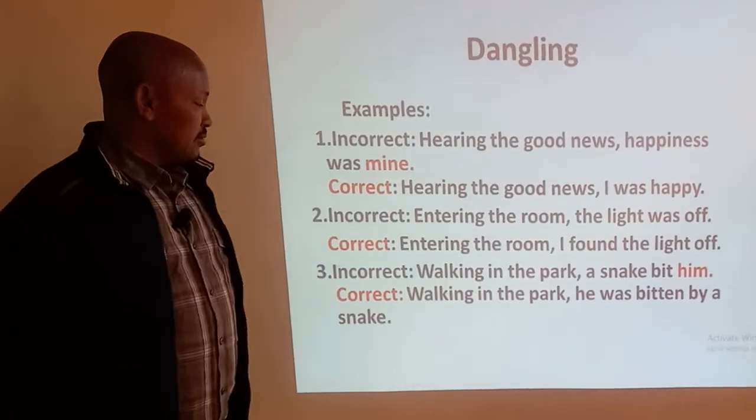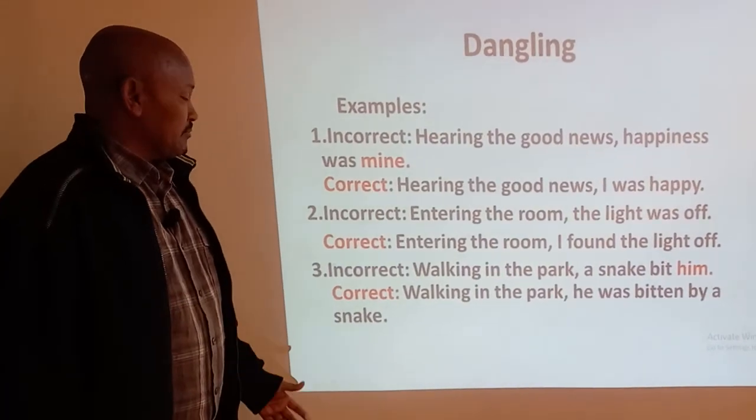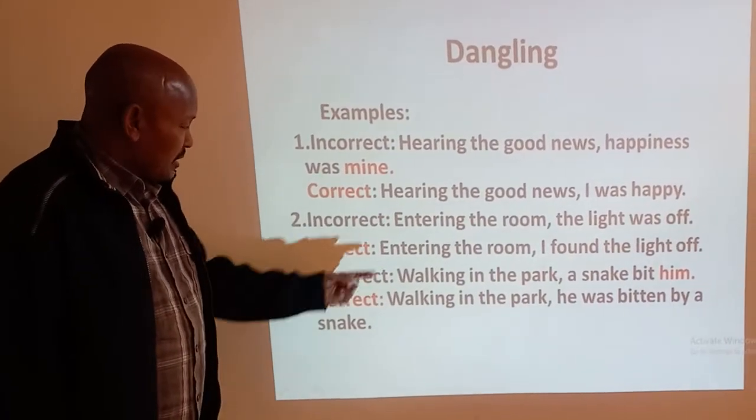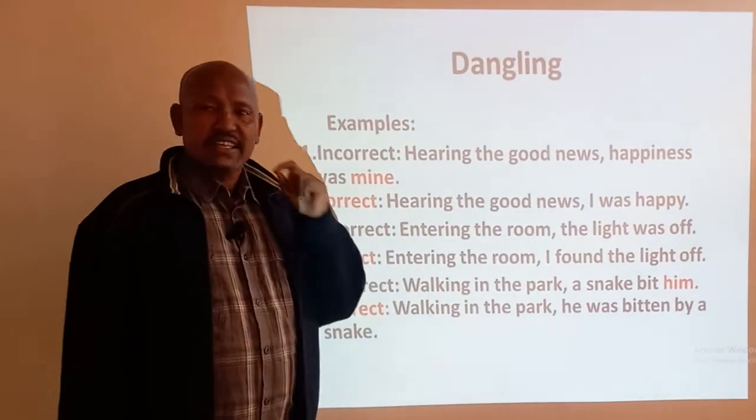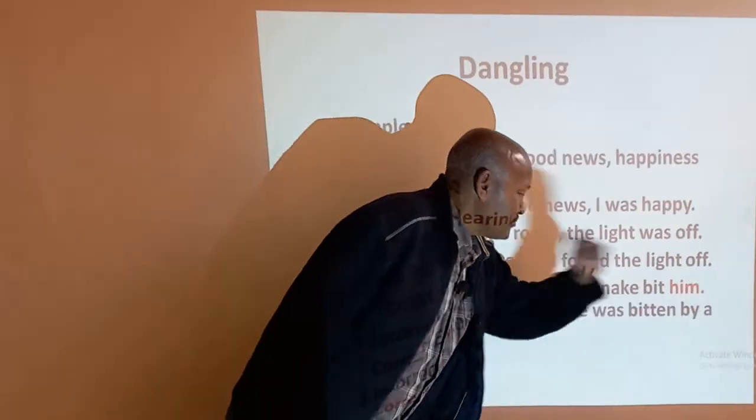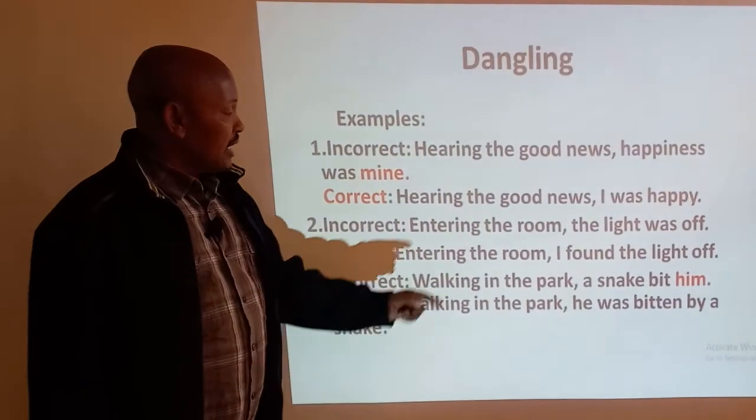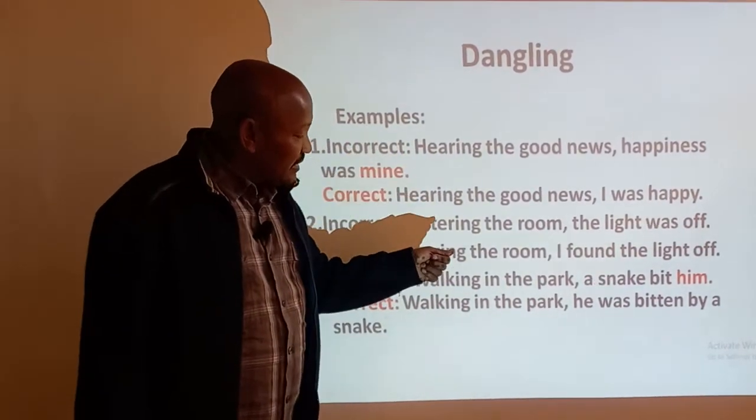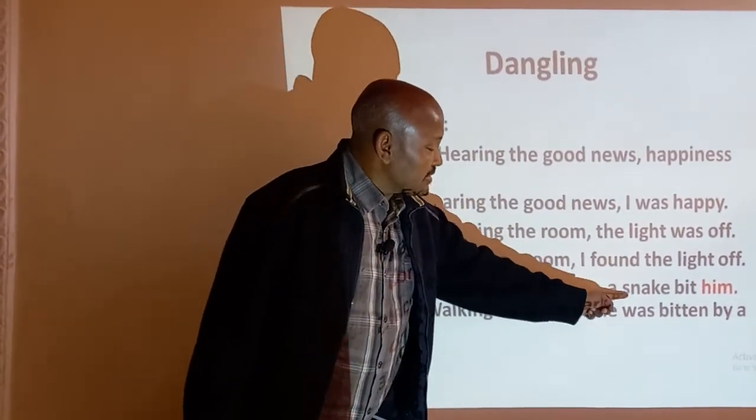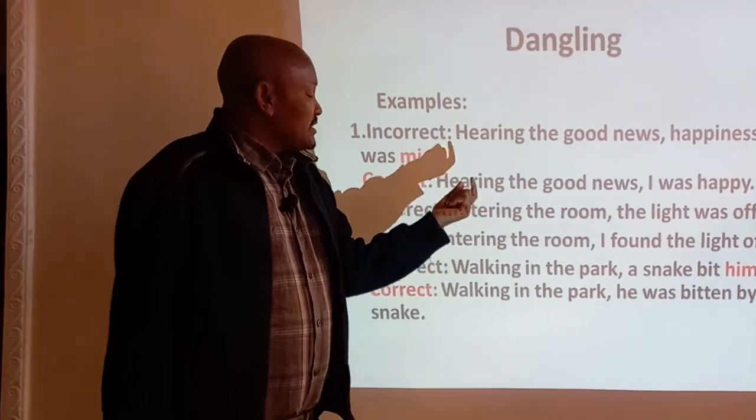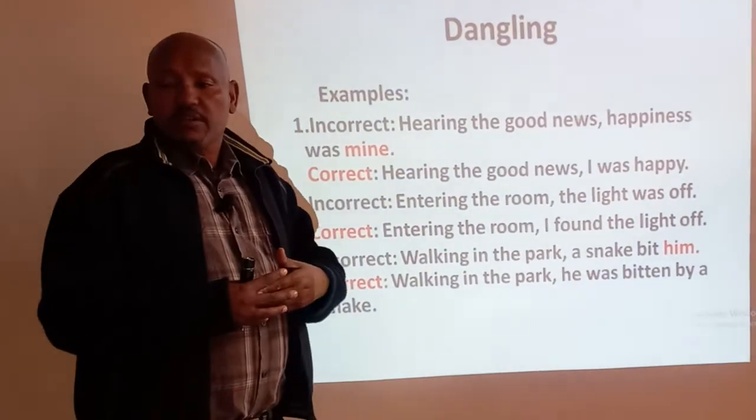And the third example, walking in the park, a snake bite him. Yes. So who is walking in the park? So the dangling is he. The dangling is he, because there is a clue here, him. And look here, the dangling he is not similar with a snake. Or the dependent clause, a snake doesn't modify the subject he. So this is dangling modifier.